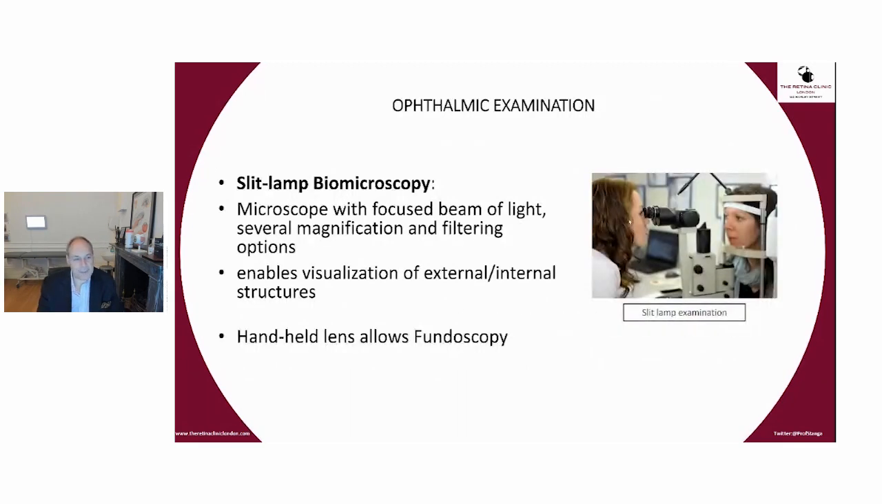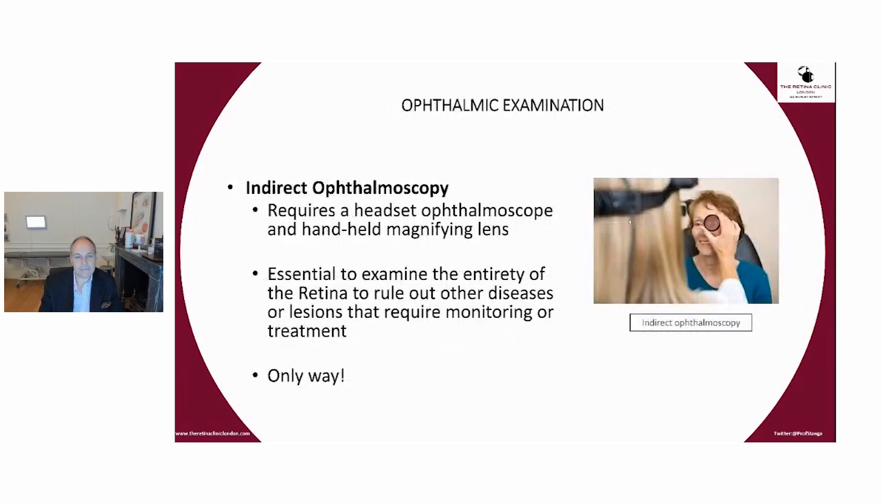How do we examine patients? We, of course, do slit-lamp biomicroscopy. We use this microscope, which focuses a beam of light. We use magnification and filtering options. With it, we can see the external and internal structures of the eye, and we place a handheld lens in front of the eye. We also need to use indirect ophthalmoscopy.